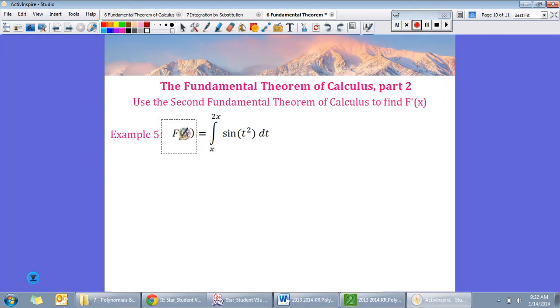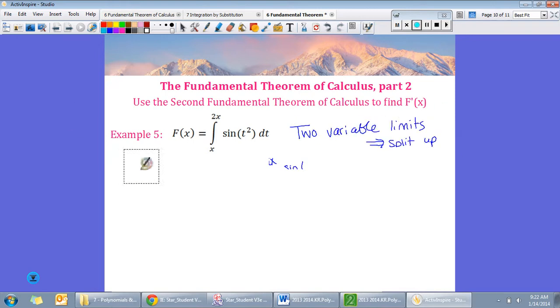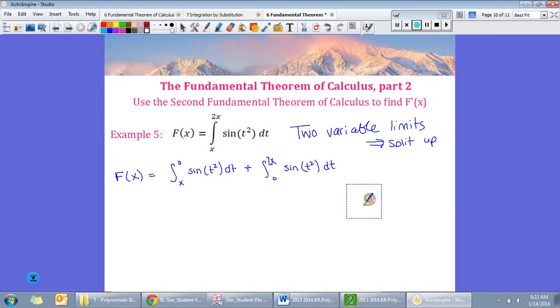Now this one's a little bit harder. We have two variable limits, so we need to have a split integral. So I'm going to split it into the integral from 0 to x of sine of t squared plus the integral from 0 to 2x of sine of t squared. Also, to make it a little bit more like the other examples that we've been doing, I'm going to change my limits to be 0 to x, and when you change your limits of integration, you have to put in a negative sign.